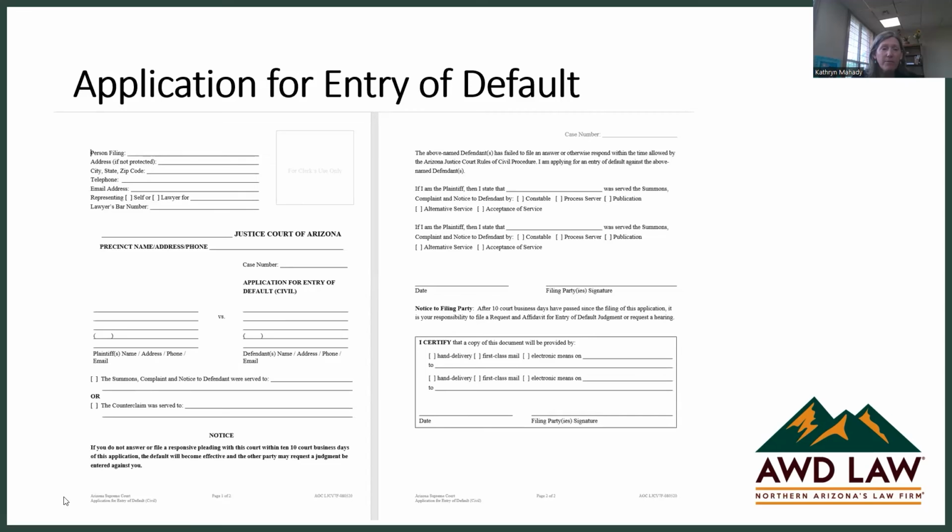This is an application for default, and it's pretty self-explanatory. Again, in the upper left, you put your information and then the court, and then in the middle of the paper, the plaintiff and the defendant. And you're basically telling the court, this person got served at this time, date, etc. And so they had 10 days from the date of that service. They haven't filed. So we're asking the court to enter default.